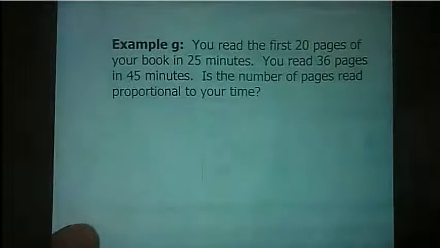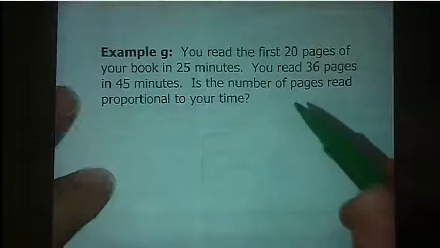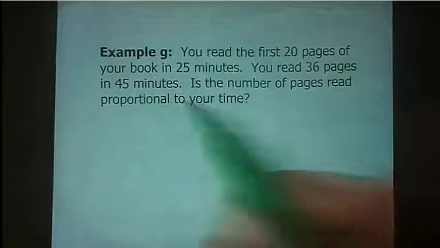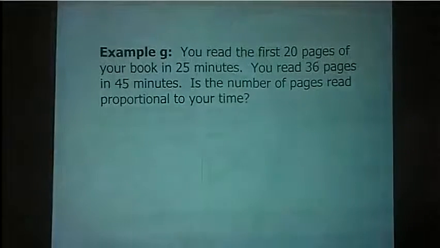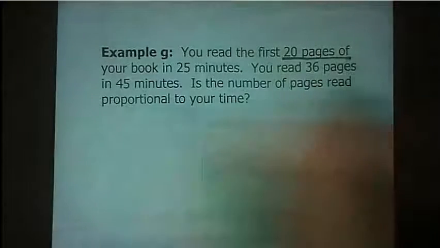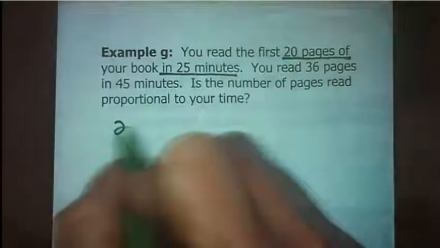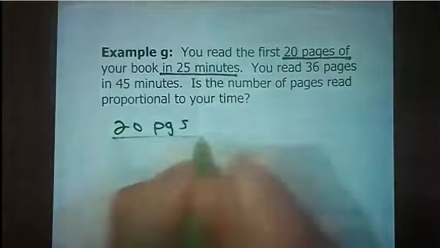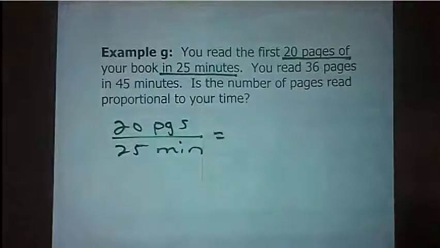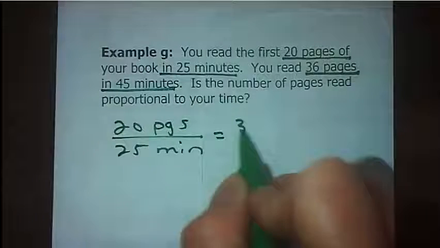Backside of the page, you read the first 20 pages of your book in 25 minutes. You read 36 pages in 45 minutes. Is the number of pages read proportional to your time? So again, they give you 2 rates. 20 pages in 25 minutes is 1, and we would write that rate as 20 pages per 25 minutes. And I want to know, is that proportional to 36 pages per 45 minutes?